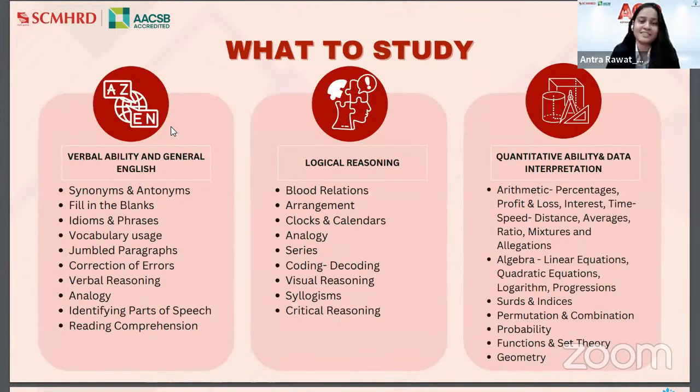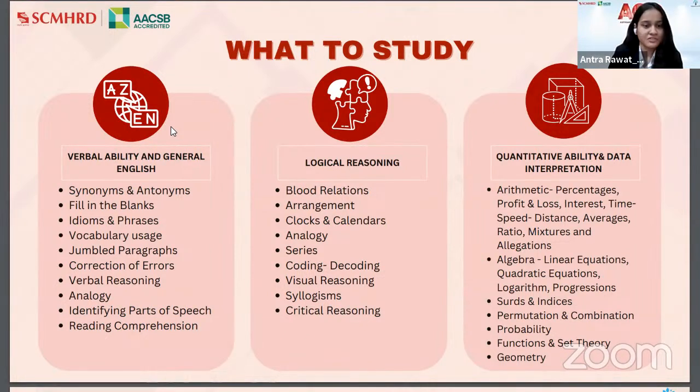Basically, this is the question that we all have, as we all are giving various entrance exams, but what to study is a question that is often asked. So we all know that there are three sections: verbal ability, logical reasoning, and quantitative ability. So for all these are the few topics.